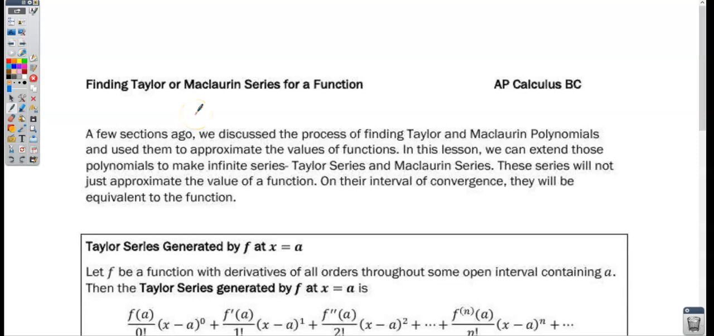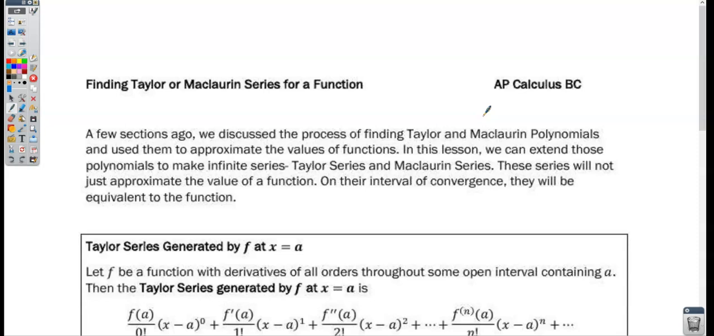We are here in our first video of section 10.14 of AP Calculus BC, finding Taylor or Maclaurin series for a function. Just a few sections ago, we discussed the process of how we find Taylor and Maclaurin polynomials and how we use them to approximate the values of the function. What we're going to do here is take the same idea, the same generating idea for making those polynomials, only we're going to turn those into infinite series, power series.